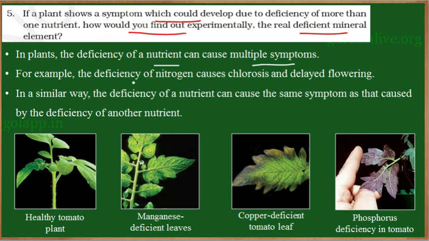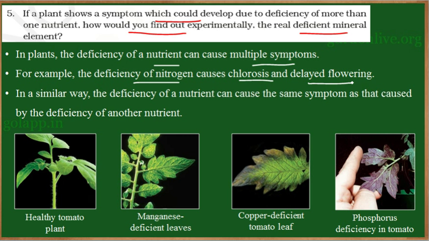We are taking the example of nitrogen deficiency. If a plant does not get nitrogen in the right quantity, it does not show just one symptom. Multiple symptoms are associated with it, for example, chlorosis and delayed flowering. Chlorosis is when the plant leaf does not produce the right amount of chlorophyll, which directly affects the rate of photosynthesis. Delayed flowering is when it takes too much time to produce flowers, and when they don't produce flowers, fruits are not formed.